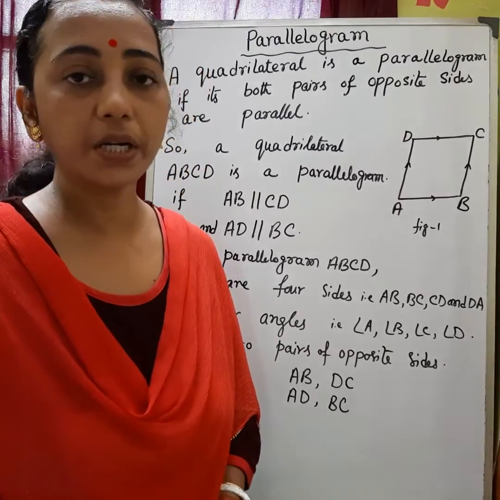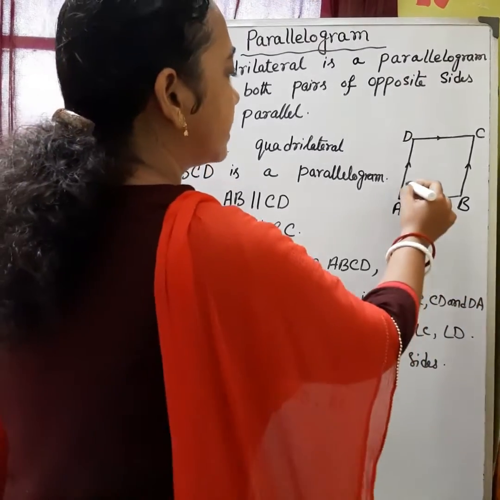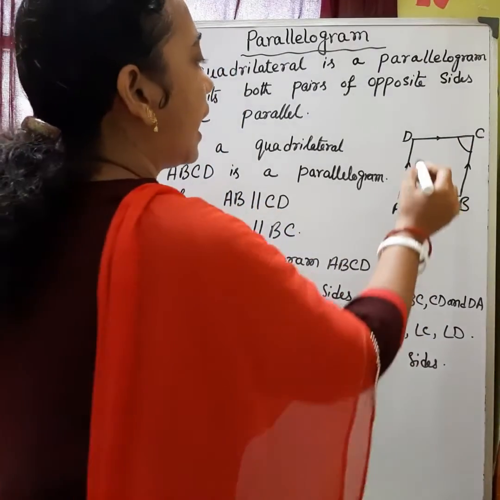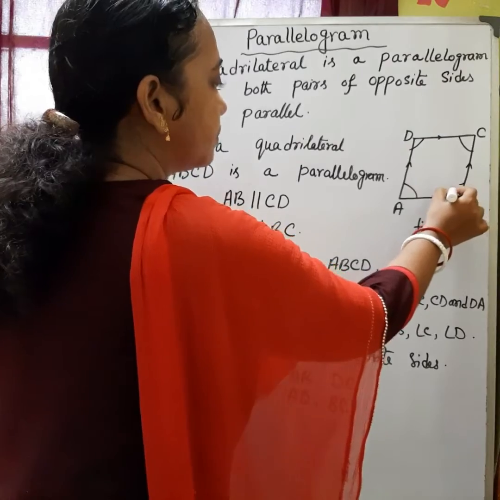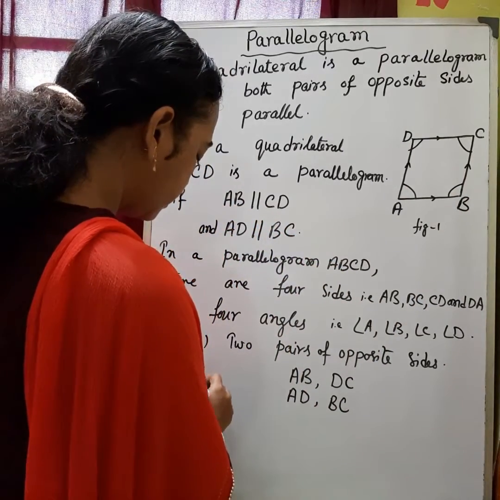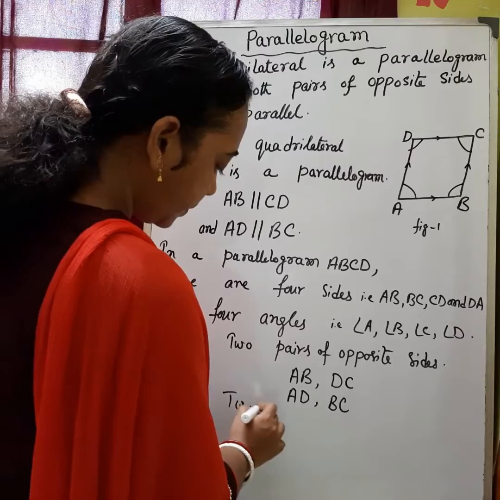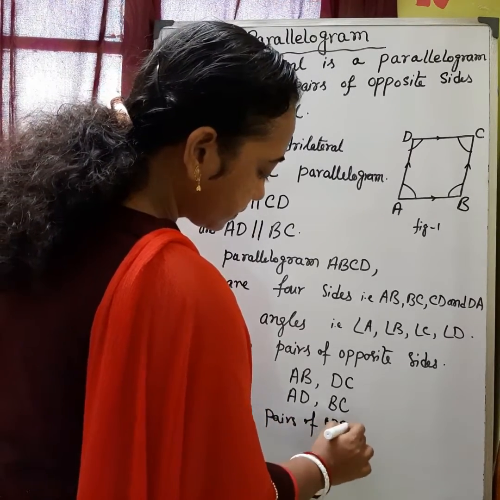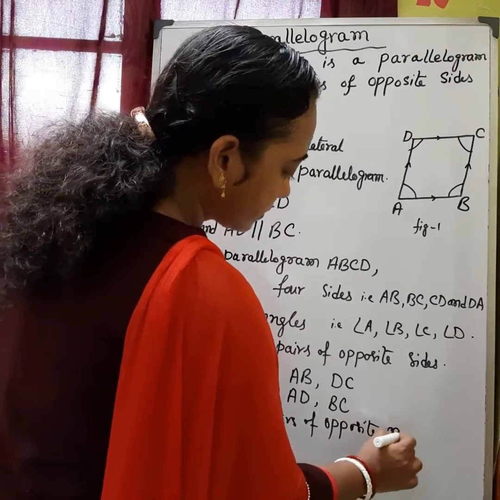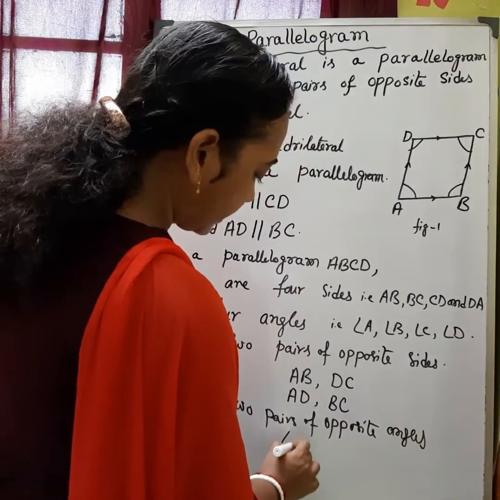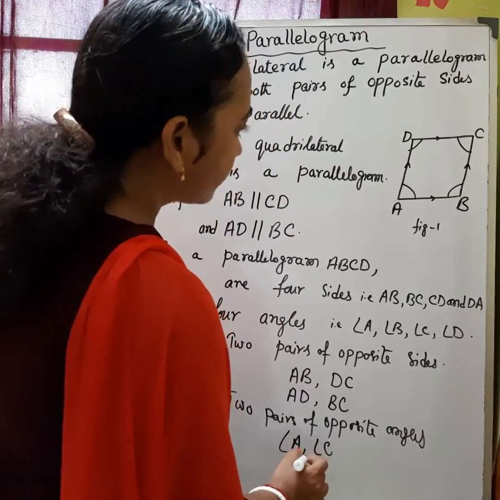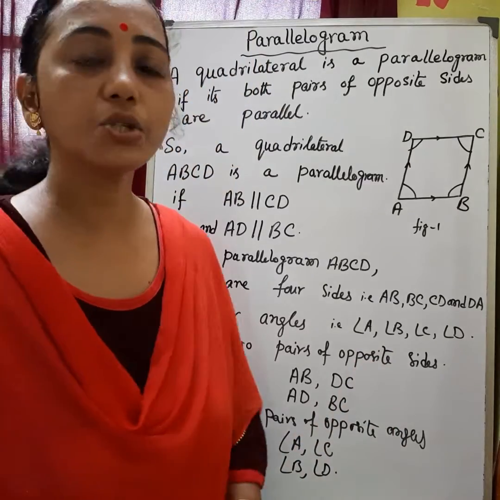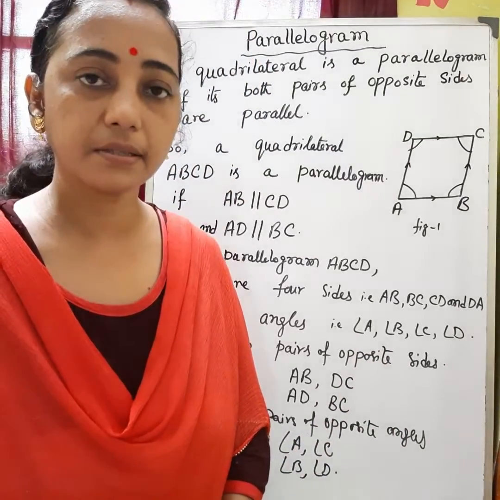Also it has two pairs of opposite angles, that is angle A and C. This is one pair of opposite angles. Another pair is angle B and D. So we can also write it has two pairs of opposite angles, that is angle A, angle C, and another pair is angle B and angle D.